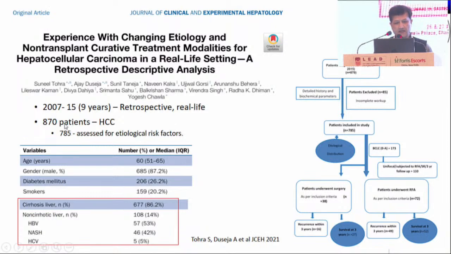And this is our own data, which we published 2 years back, around 870 patients. Again, when we looked at our patients, 86% did have underlying cirrhosis, 14% were non-cirrhotic, and within the non-cirrhotic, hepatitis B followed by NASH. These were the two common etiologies for non-cirrhotic HCC. So I think the first message is that around 15% of HCC can happen in a non-cirrhotic background, and there are two etiologies which are more common in our setup: one would be hepatitis B and the second would be NASH.